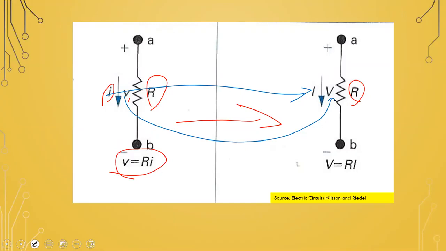All right. So when we transfer our resistor from the time to the frequency domain, in effect, what we're saying is that it remains the same. And the relationship, the Ohm's law relationship, also remains the same.